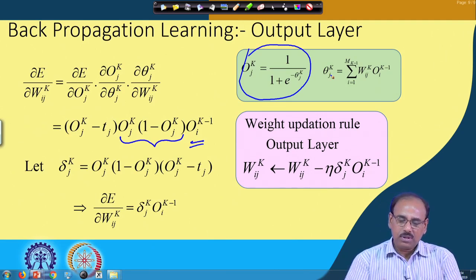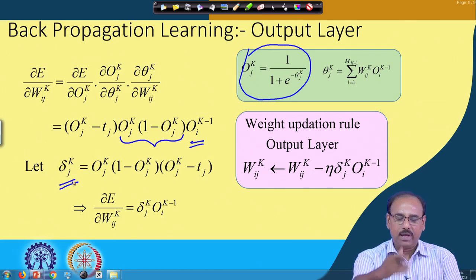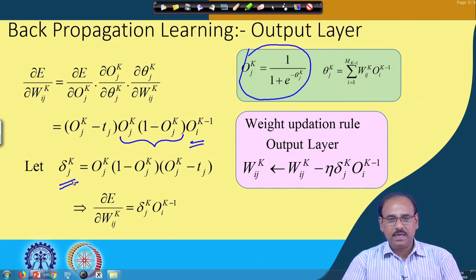So, I put this Ojk into 1 minus Ojk into Ojk minus Tj as delta jk. The reason why I am putting this as delta jk will become clear when we go for updating of the hidden layer weights.